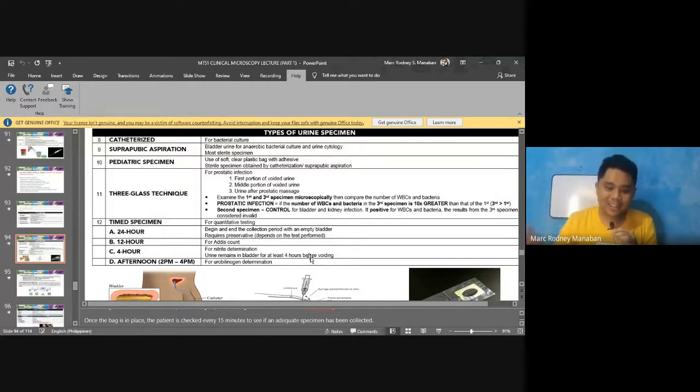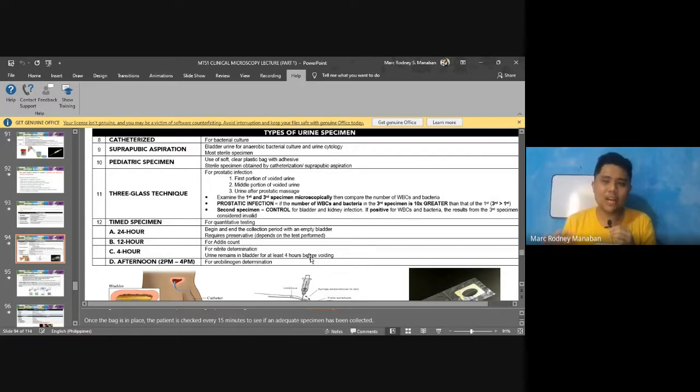At this time of day, it is at the peak of production of urobilinogen. So it's the best time to collect a urine sample for urobilinogen determination. Okay? So that's for your timed specimen.